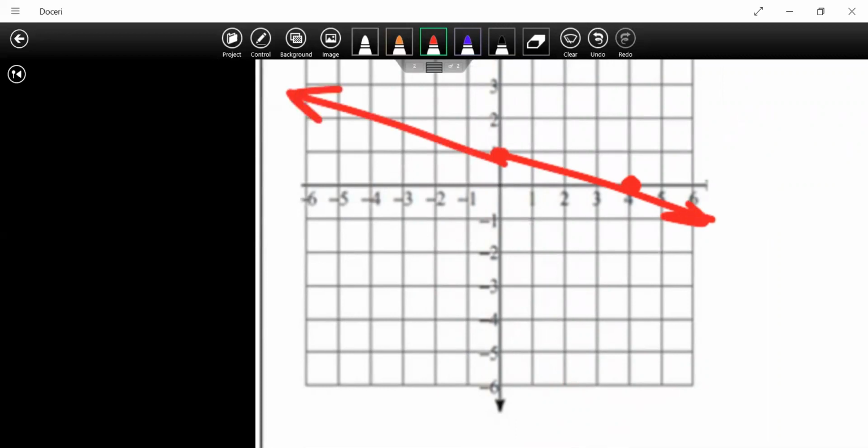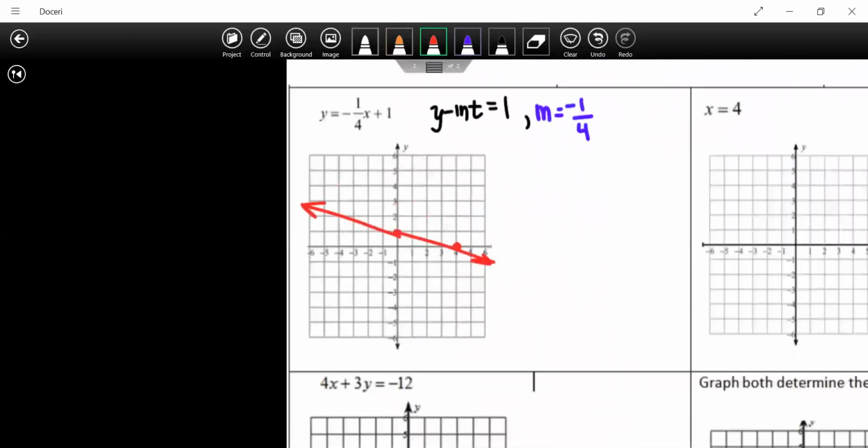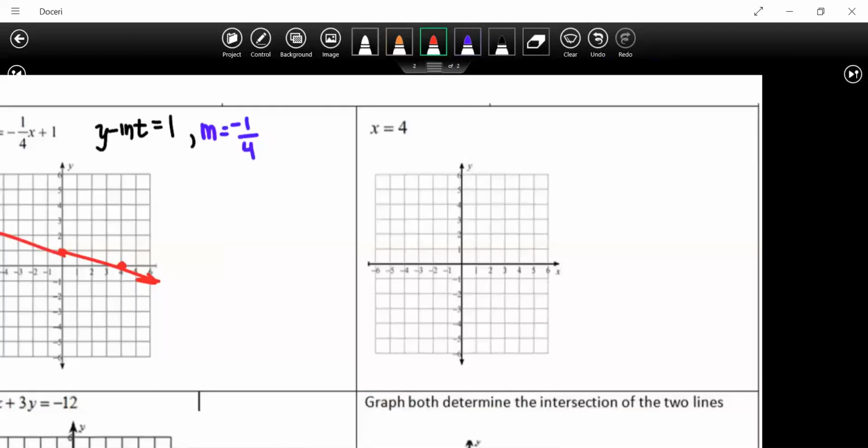We know it's a negative slope, so we know it should be going downhill. Okay, going downhill. Sweet. That's what we're looking for.